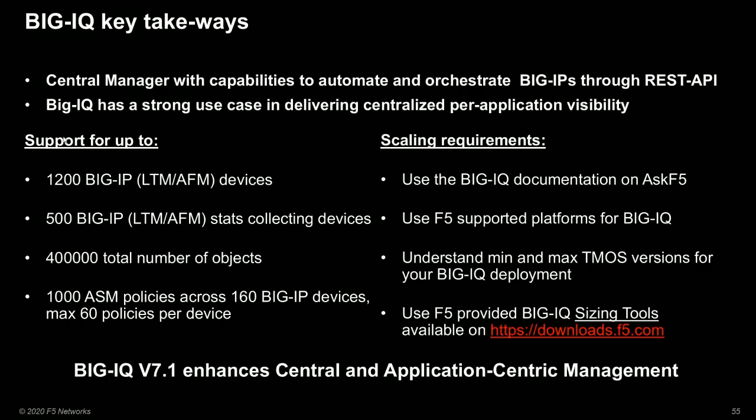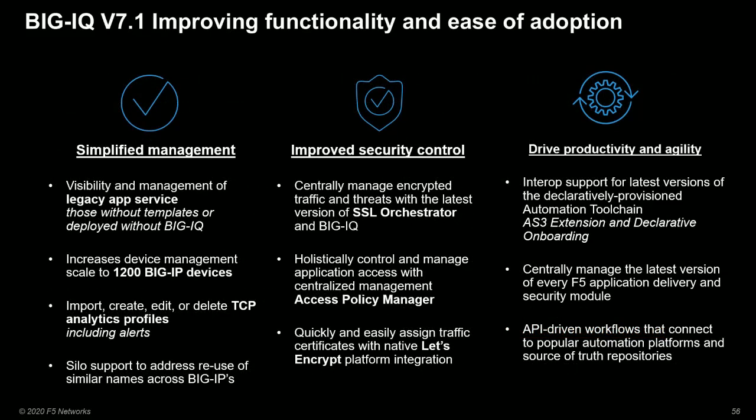Support: it is big enough to scale large BIG-IP deployments when needed globally, but if so, make sure that you are running regional BIG-IQ management environments. And if you start doing your scaling, make sure to have verified the F5 BIG-IQ documentation and the tools that support you there. So particularly the most recent release, version 7.1, has brought improving functionality and ease of adoption.